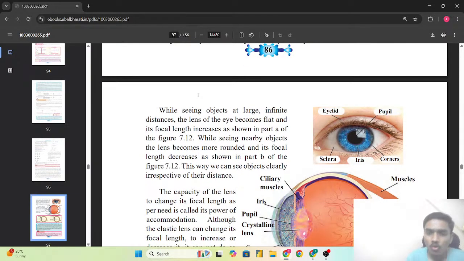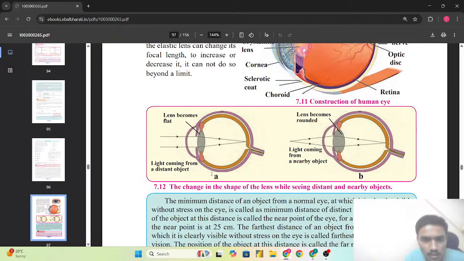While seeing objects at large, infinite distances, the lens of the eye becomes flat and its focal length increases, as shown in part A of figure 7.12. While seeing a nearby object, the lens becomes more rounded and its focal length decreases, as shown in part B of figure 7.12. In figure 7.12 we can see light coming from a distant object, so the lens will become flat as we can see in the image. And when the object is nearby, the lens becomes rounded.